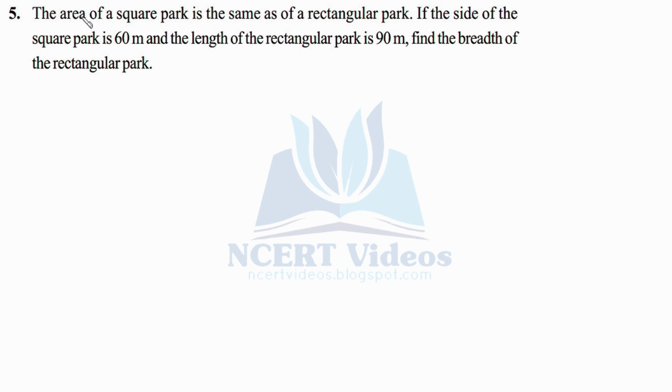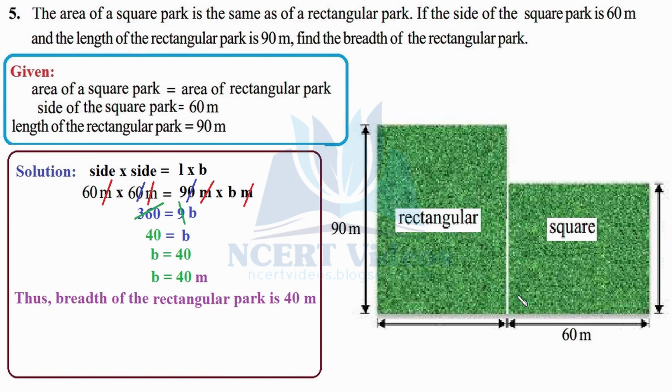Question 5. The area of a square park is the same as that of a rectangular park. If the side of the square park is 60 meter and the length of the rectangular park is 90 meter, find the breadth of the rectangular park. The question here says the area of the square park is the same as the rectangular park. Therefore, the area enclosed by this rectangular park is equal to the area enclosed within this square park.